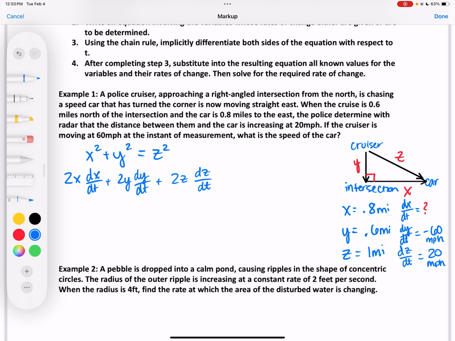Why does that say plus 2z dz? I don't know. I'm not paying attention.